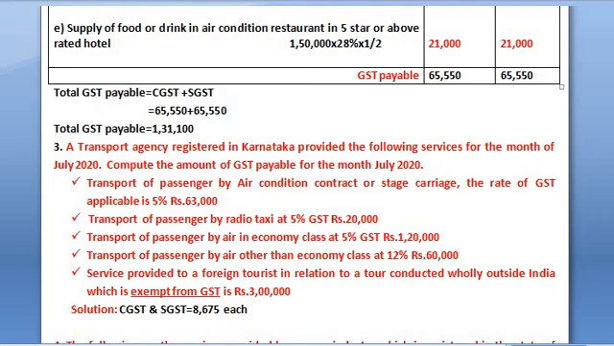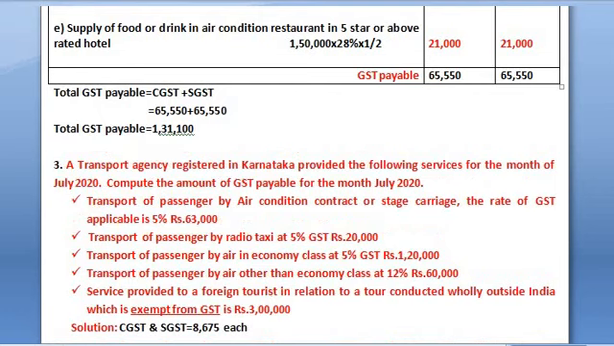Let us check out the third problem. A transport agency registered in Karnataka provided the following services for the month of July 2020. Compute the amount of GST payable for the month of July 2020. Now let us see the transactions. This particular problem I am not going to solve. I want you all to solve it. I will analyze each and every transaction.